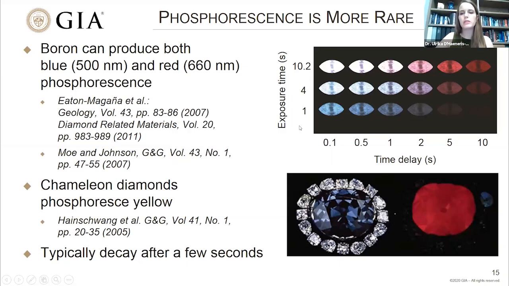One of the most famous phosphorescing diamonds is going to be the Hope diamond, so US national treasure. And you can see here that it is phosphorescing very, very intensely red. Other phosphorescence colors that you might observe are going to be yellow, very rare, but occasionally observed with chameleon diamonds. And one of the neat things with phosphorescence is that usually it decays after a few seconds. So it's not particularly long-lived. And this is something that will be very useful for us when we're looking at identifying and separating natural and man-made diamonds.